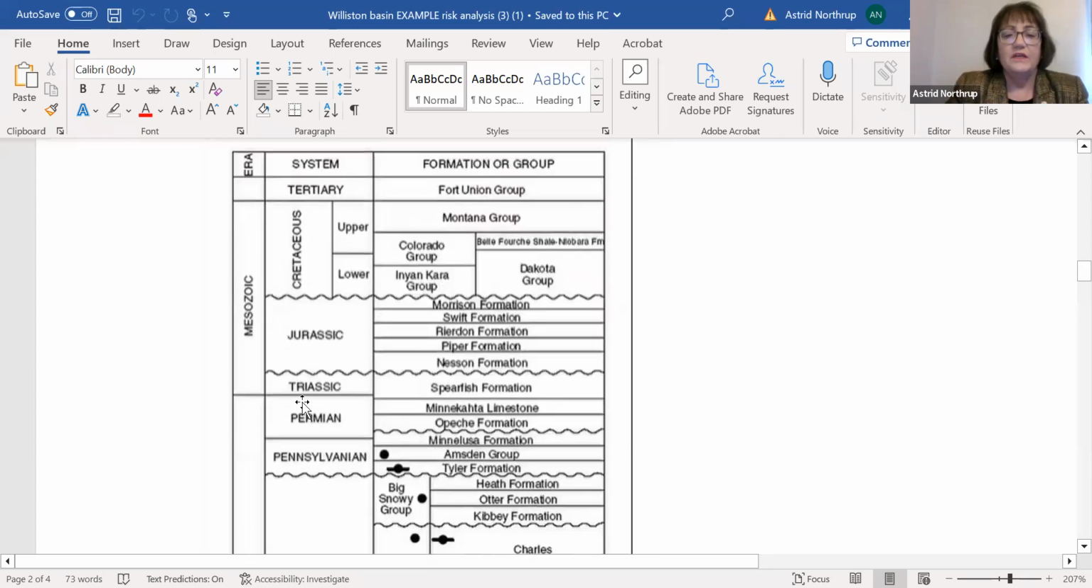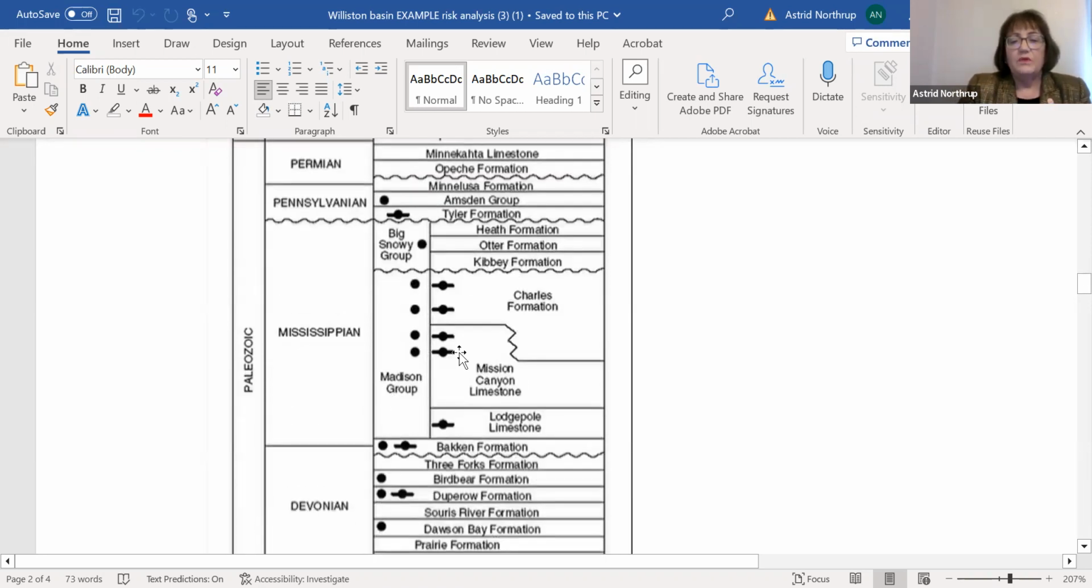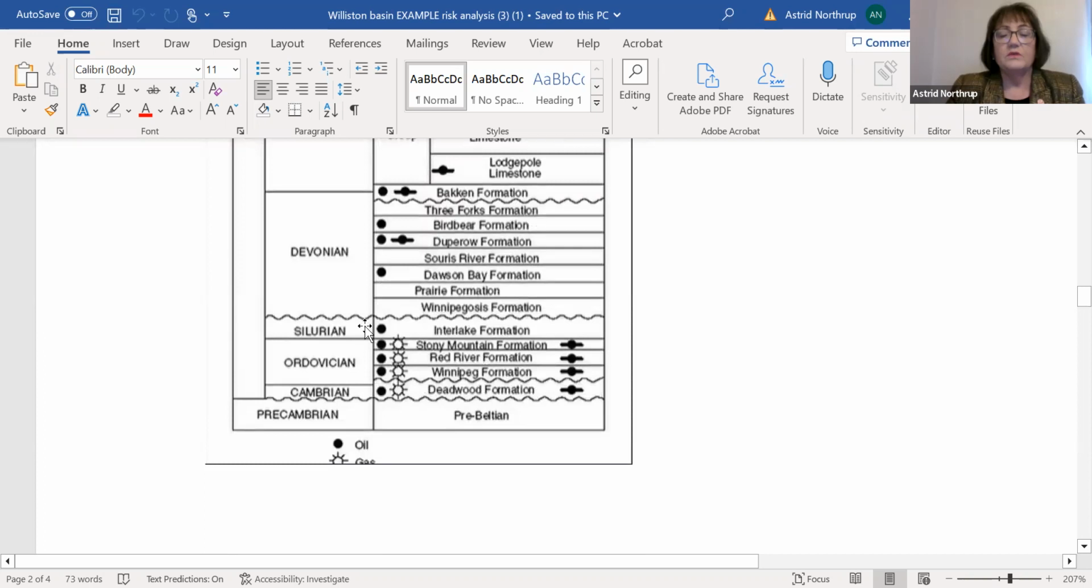You might have heard of Jurassic Park and so forth. So Age of Dinosaurs right in here, but we're getting a little bit older. Back here in the Mississippian, we have oil bearing in the Mission Canyon. And then right down here on the cusp between the Devonian and the Mississippian is the Bakken Formation, which is that shale that's producing a lot of oil. Then we also have down here the Bird Bear Formation, the Duperow Formation, and Dawson Bay Formation. And as we get older, we get down into some Silurian deposits where there's Interlake, Stony Mountain, Red River, Winnipeg, and Deadwood, all of which have been known to bear oil.